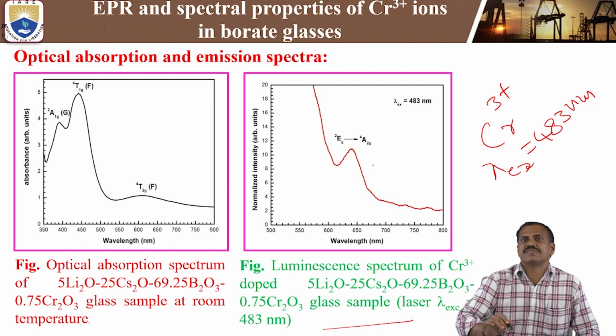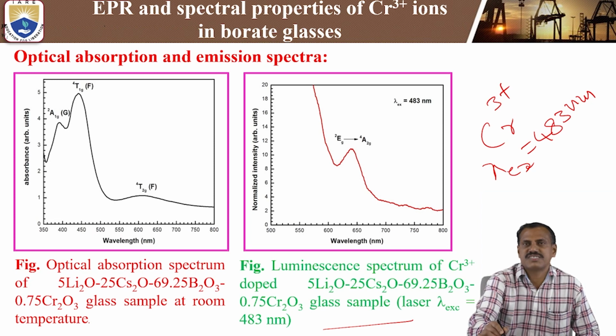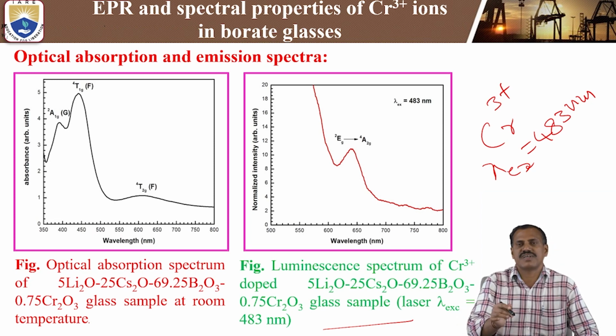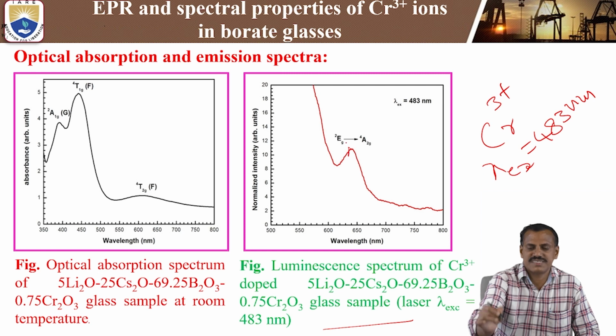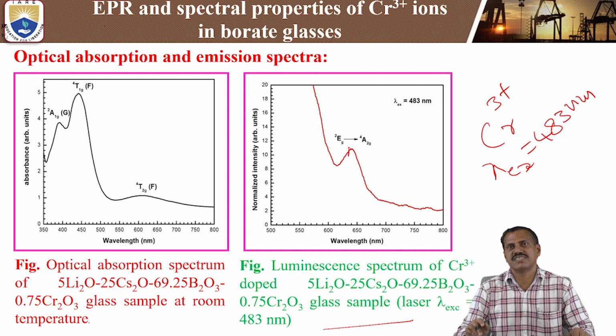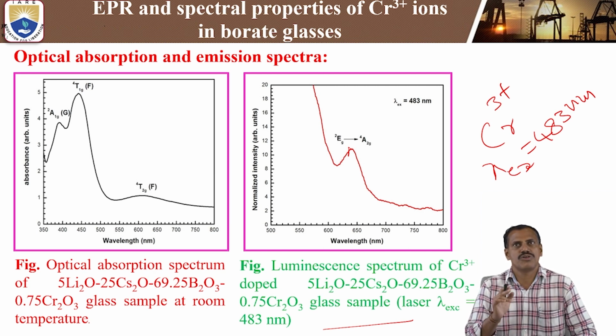We are getting the emission in the region of nearly 640 to 650 nanometer. We are getting this red emission, a broad red emission. That is mainly useful for tunable solid state laser applications, which we are using for the chromium 3+ doped borate glasses. This is one of the important applications while doping chromium 3+ ions in the borate glass system, because we are getting the broadband only.